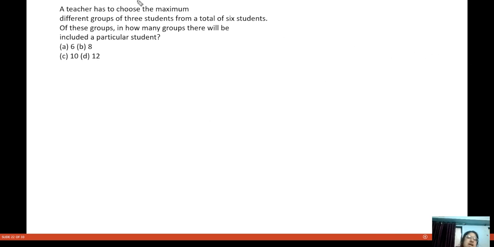Now look at this. A teacher has to choose maximum different groups of three students from a total of six students. Of these groups, in how many groups will a particular student be included? So try to visualize what the question is saying here. A teacher has to choose maximum different groups of three students from a total of six students. So you have six students.